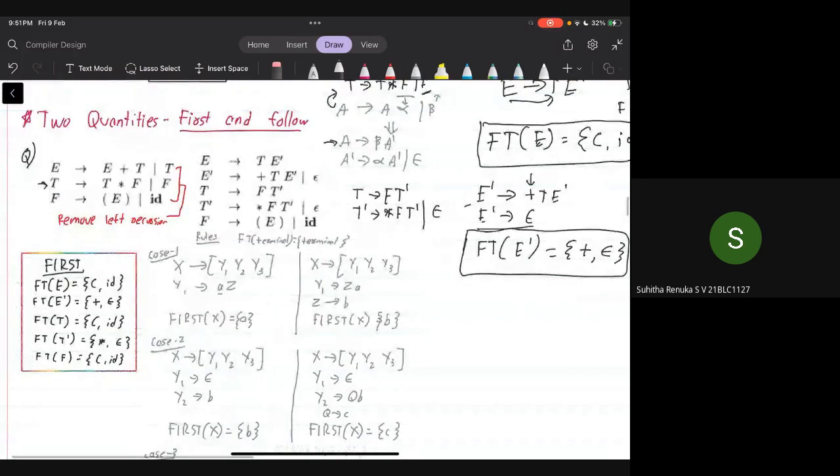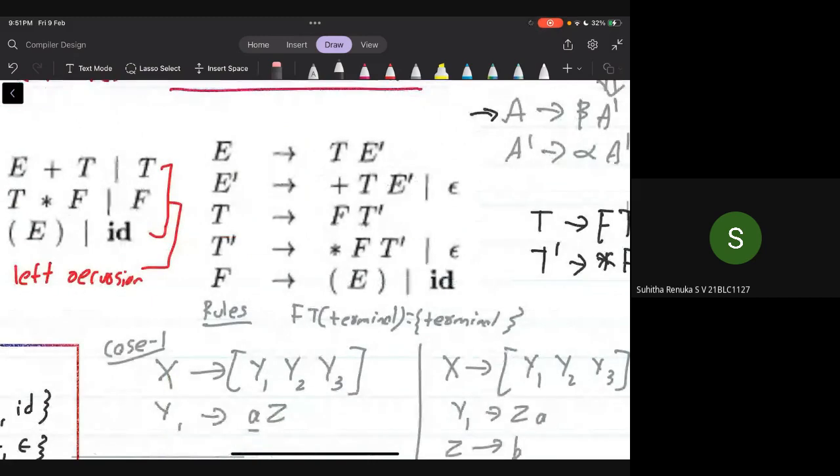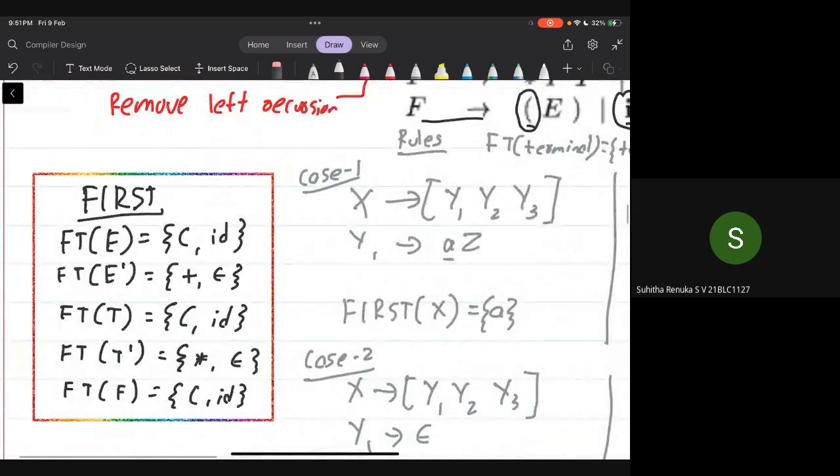Now you have to do first of T. So see, first of T, let's do the grammar here. First of T, you'll check this one. So T goes to F. Now F, if you see, F goes to opening bracket or ID. So you can take this one directly, opening bracket and ID. That's what I've written here.